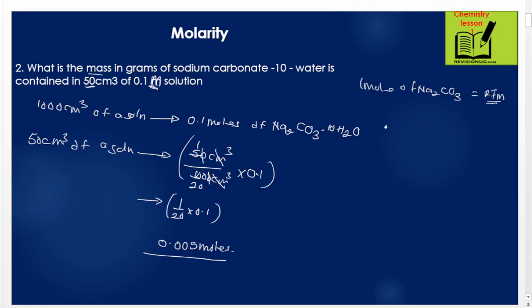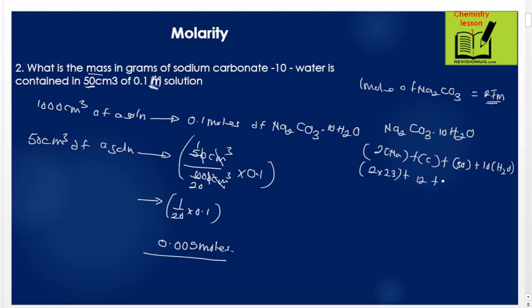Now let us get its RFM, sodium carbonate decahydrate here. So we have 2 sodium atoms, then plus 1 carbon atom, then plus 3 oxygen atoms, plus 10 water molecules. Now 2 times 23, because sodium is 23, then plus carbon, which is 12, plus 3 times 16, which is oxygen, then plus 10 into 18.